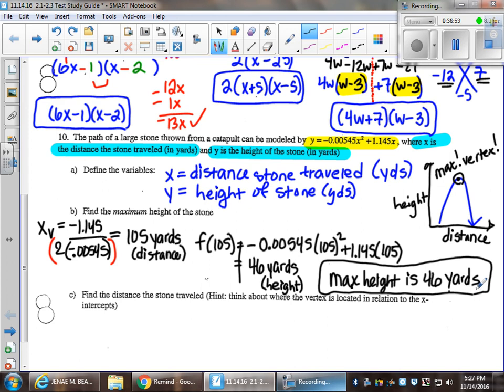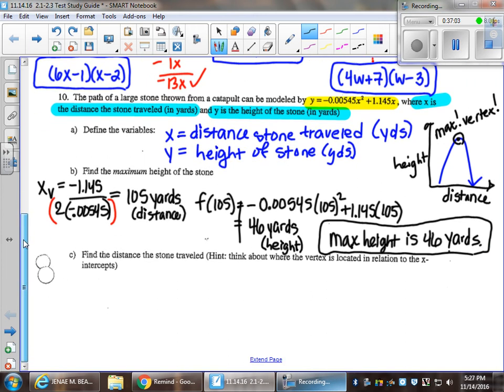Okay. Find the distance the stone traveled. And we have a hint here. Think about where the vertex is located in relation to the x-intercept. So let's bring our sketch back over here, okay? And then I've got the path of the stone. I know that the vertex is what ordered pair? What x comma y do we have here? Well, here's x, and here's y.